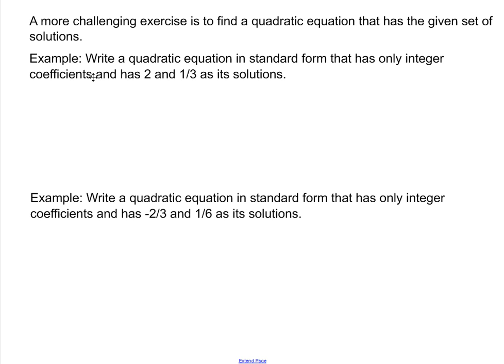Okay, a little bit more on the world of factoring, solving quadratic equations by factoring. And once we get the idea of how to solve a quadratic equation by factoring, we actually have a little bit more of a challenging exercise, and that's to work backwards. We have two solutions. What could be a quadratic equation that gave us that solution in the first place?